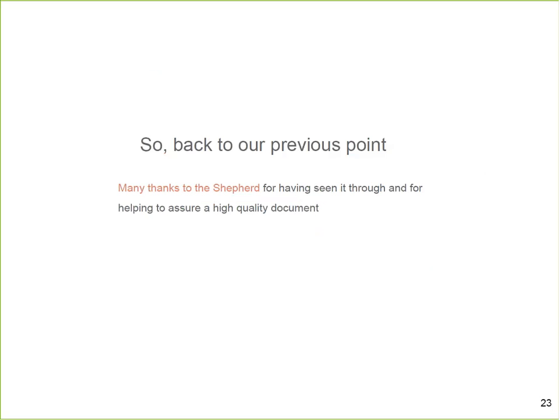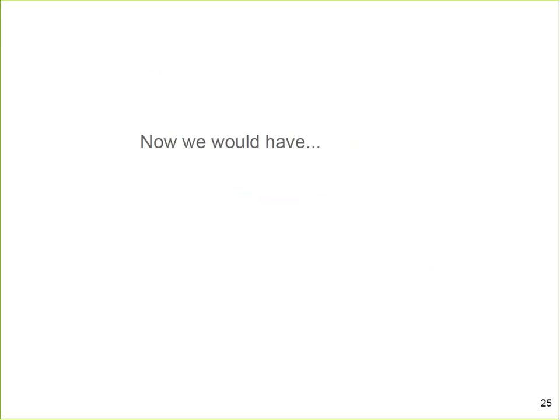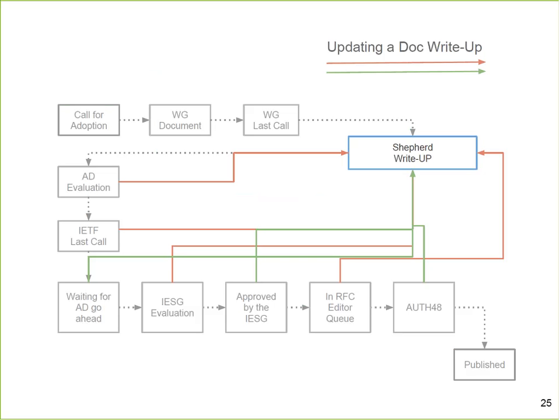So if we go back to our previous point, we said that the Shepherd write-up should be updated in 4 stages: AD evaluation, IETF last call, IESG evaluation, and RFC editor queue. Based on this draft, the write-up should be updated basically in each stage after working group last call. So, do you agree with that?